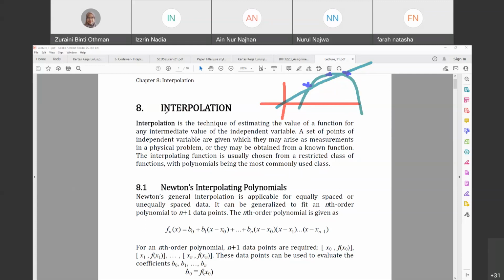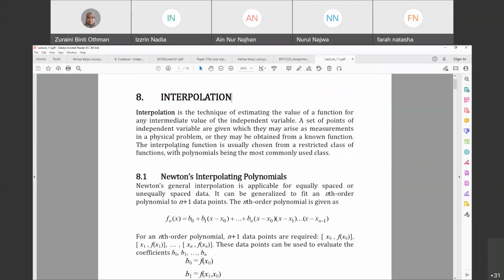This means interpolation. Okay, interpolation is the technique of estimating the value of a function for any intermediate value of the independent variable. We have a set of points of the independent variable given, which arise as measurements in a physical problem or may be obtained from a known function. So the interpolating function is usually chosen from a restricted class of functions, with polynomials being the most commonly used class. Okay, this is the definition of interpolation.